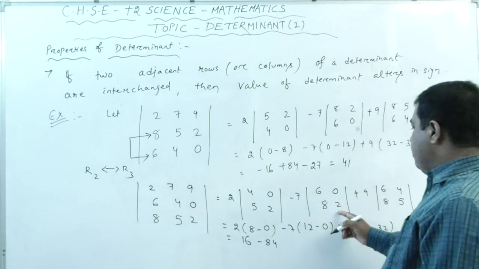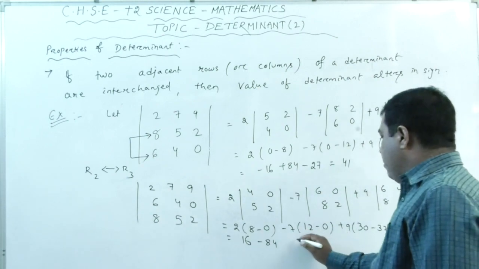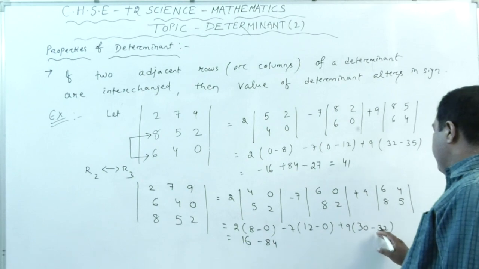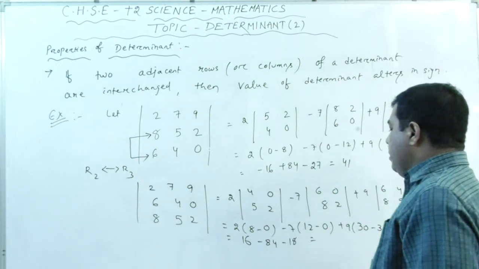Minus 84 is there, and it is minus 2 multiplied with 9. So it is minus 18. So you see.